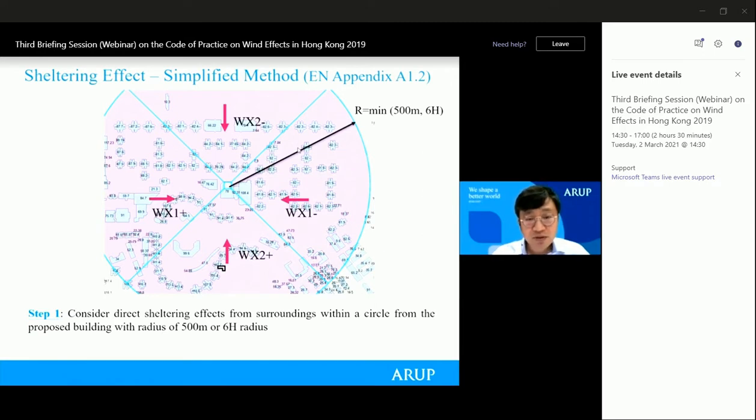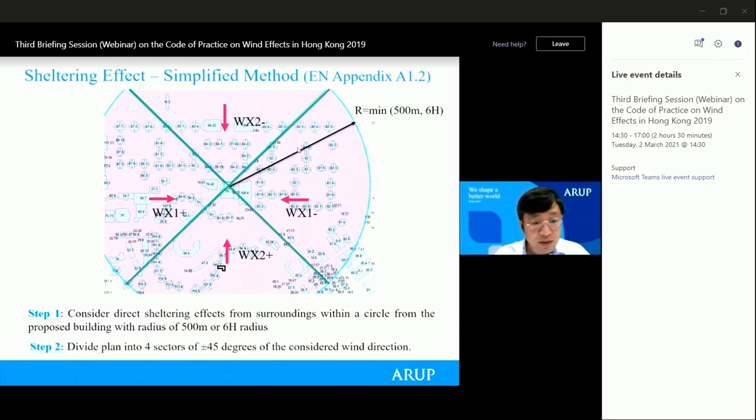For the detailed procedure, what we are going to do is first consider a radius. Within this radius, we are going to consider the shattering effect. Beyond that, the shattering benefit will be ignored. This radius is taken as the smaller of 500 meters and 6 times the target building height. Here, 6 times the target building height is about 540, so the smaller one is about 500. So the radius is drawn as 500.